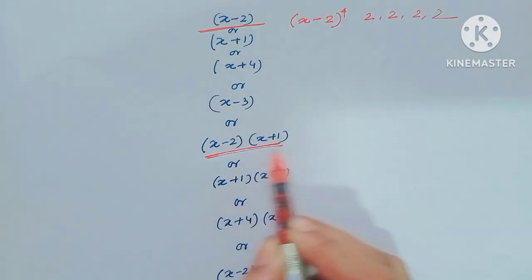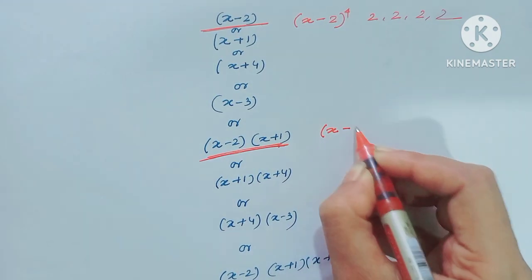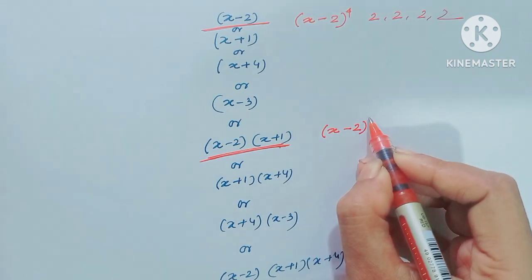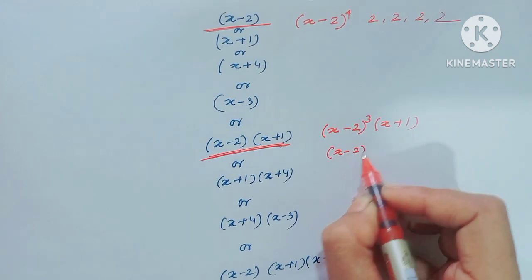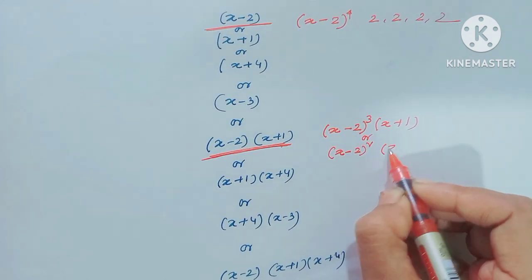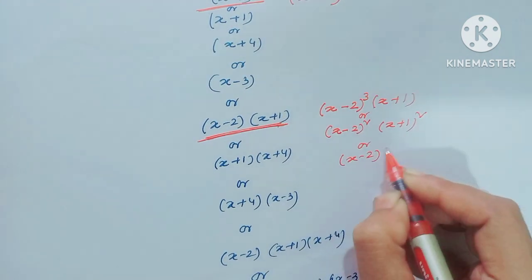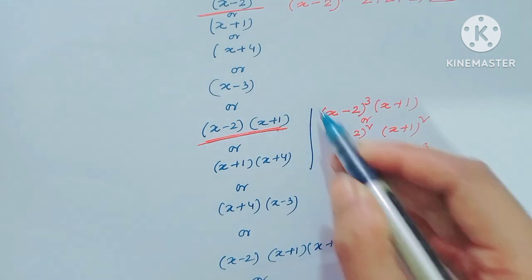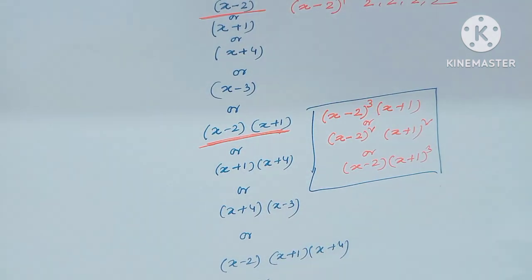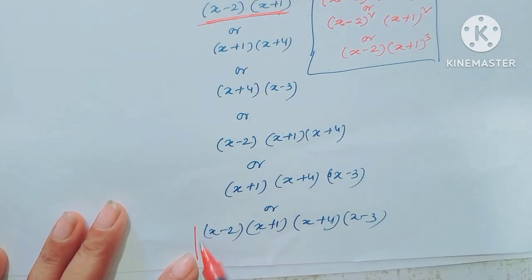If we consider this to be the minimal polynomial, then the possibilities of the characteristic polynomial are x minus 2 whole cube x plus 1, or x minus 2 whole square x plus 1 whole square, or x minus 2 x plus 1 whole cube. Notice, for these possibilities there do not exist distinct eigenvalues. So the only possibility is this.